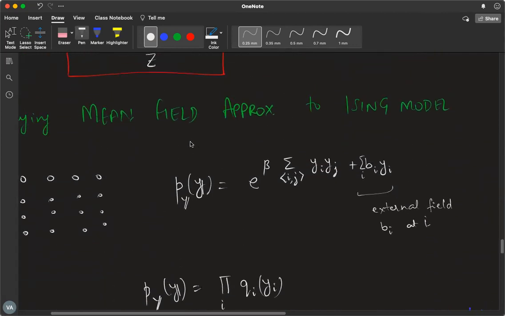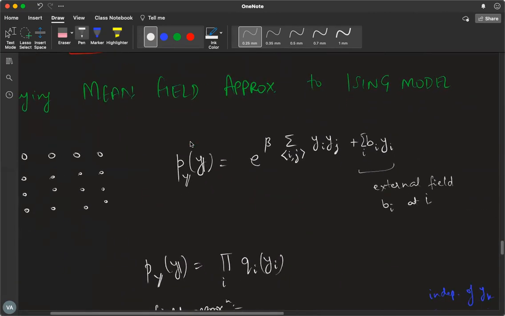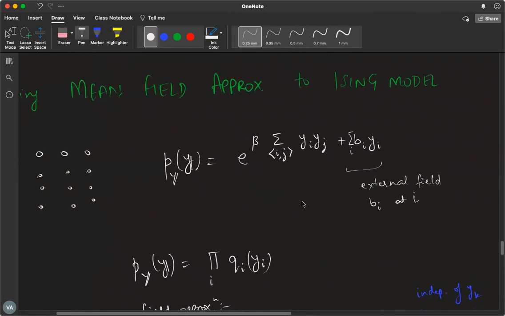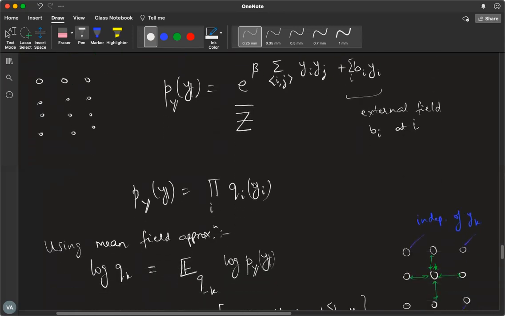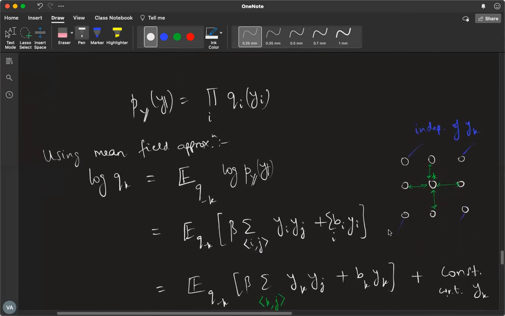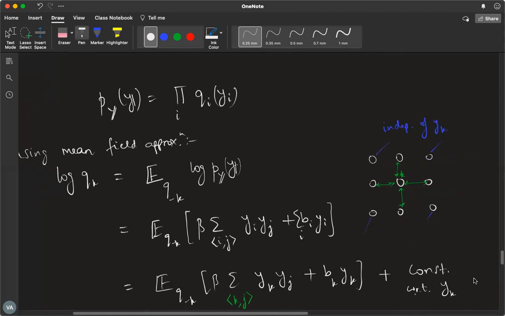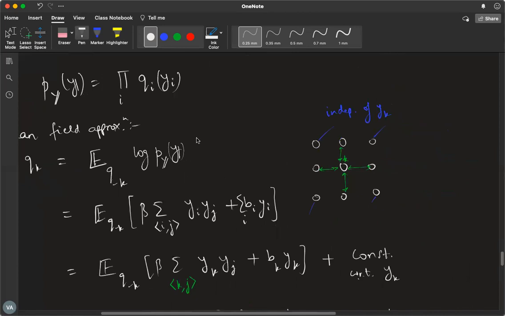Yes, sir. Here P of y next to the lattice. Yes, there would be a partition function as well, right? Yeah, good point. Thank you. Yes, there is a partition function also. Very well noted. There is a partition function here, z. It is constant with respect to yk. So it will just merge with this constant term. So this is this thing divided by some z, right?